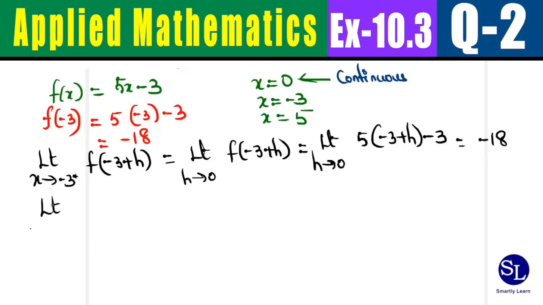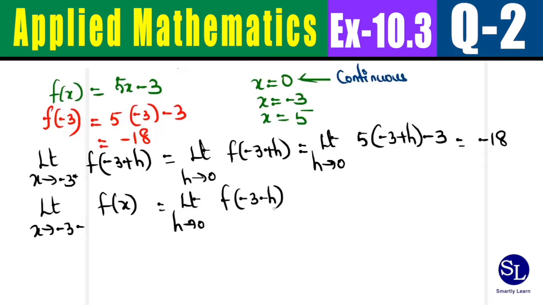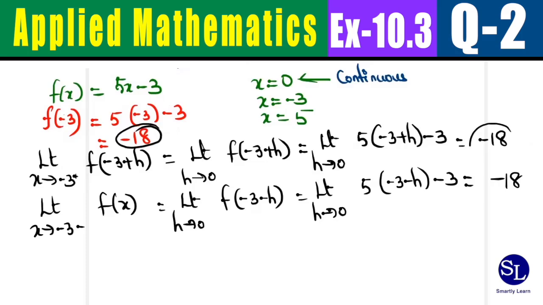Now let's test limit x tends to minus 3 minus. This is of f of x, which is nothing but limit h tends to 0 of f of minus 3 minus h. So this is limit h tends to 0, 5 into minus 3 minus h, then minus 3. Apply the limits. So it is minus 3 minus 0, still minus 3. 5 into minus 3 is minus 15, minus 3 is minus 18. So here in this case, we see the value is minus 18 in all the three cases. Therefore, at x is equal to minus 3, the function is continuous.